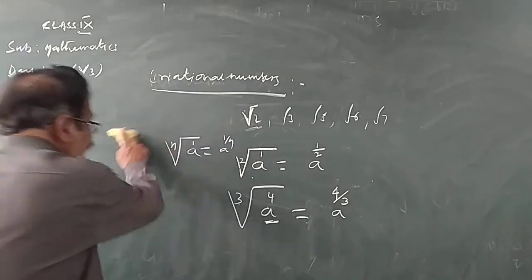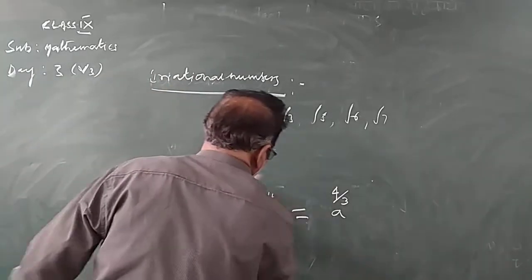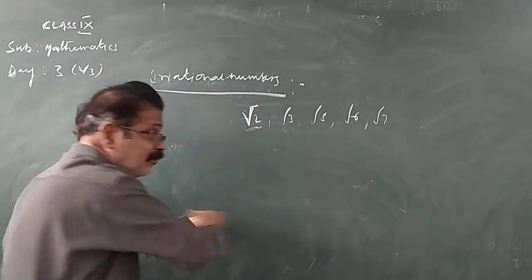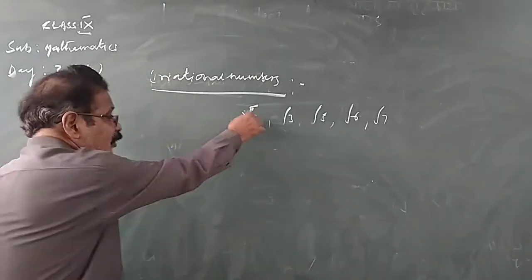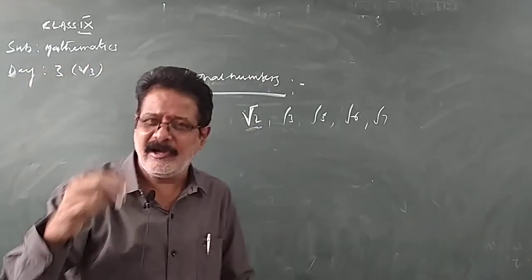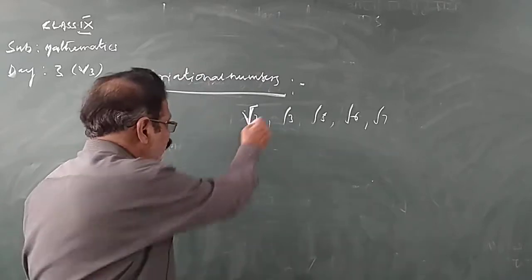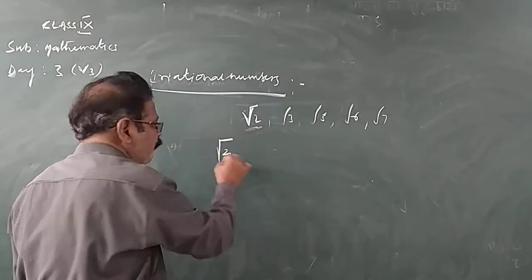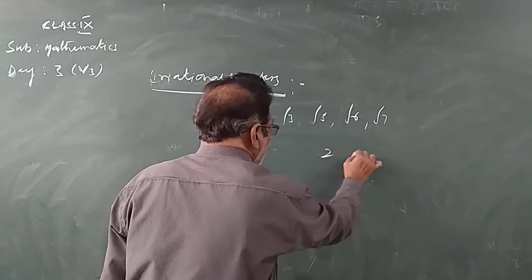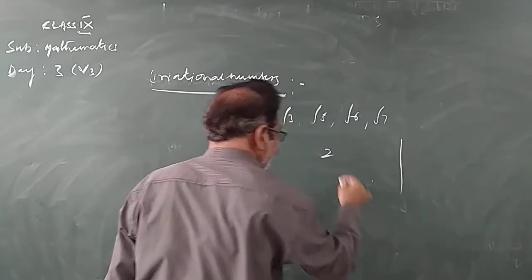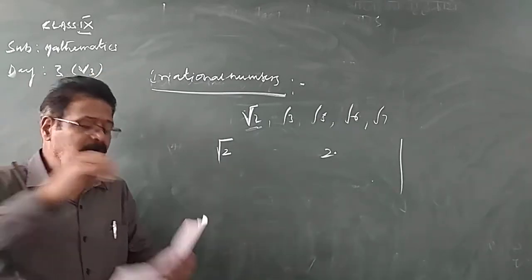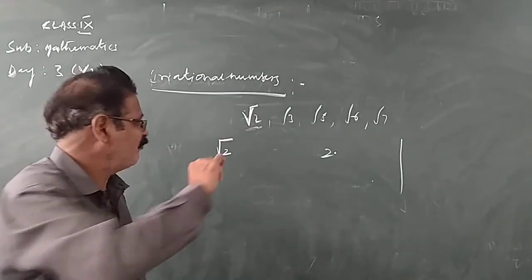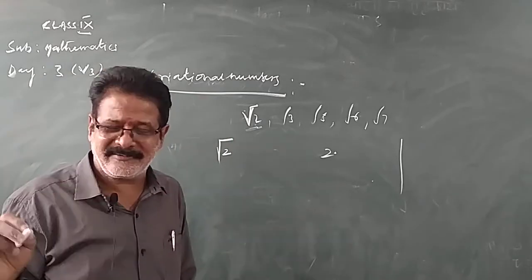Find the square root of 2, of 3, of 5, of 6. Let us find the square root of 2 up to 2 decimals, 3 decimals, 4 decimals, by the division method. Let us find it up to 3 decimal places.